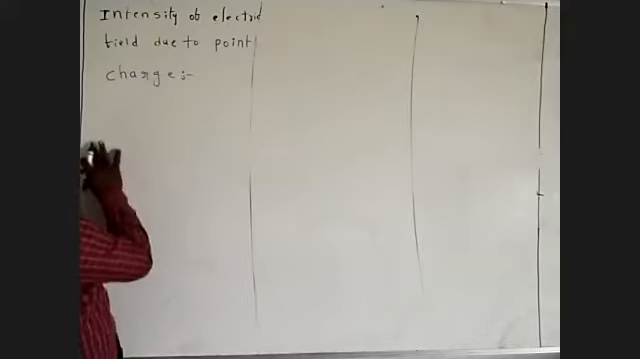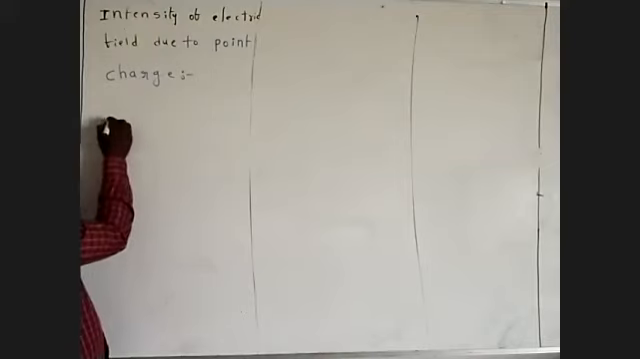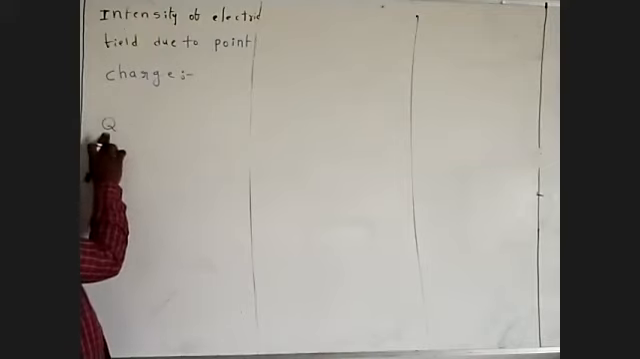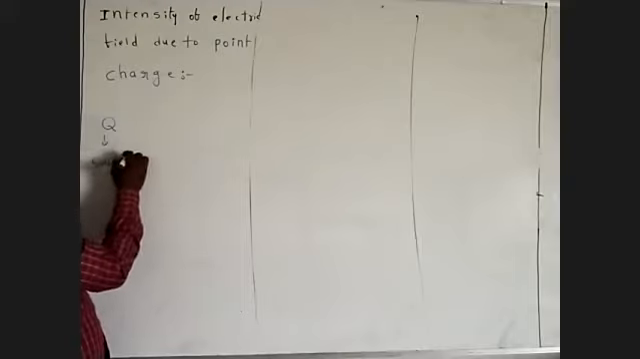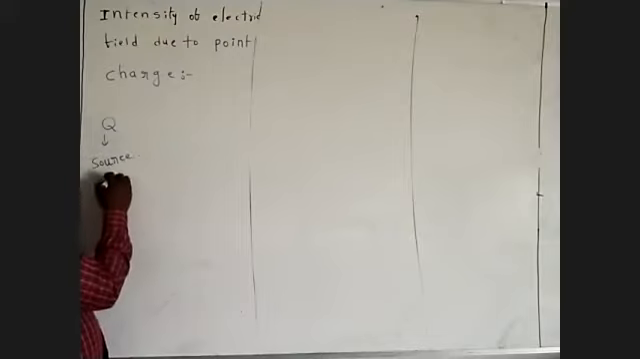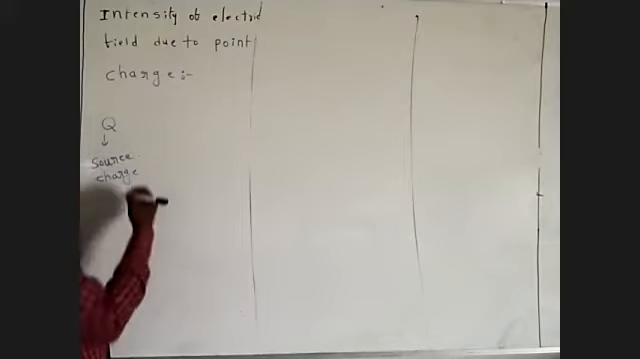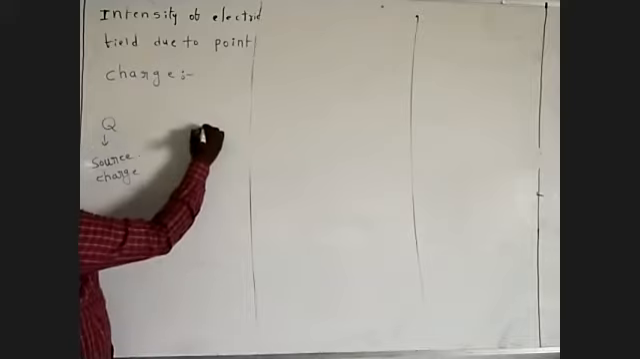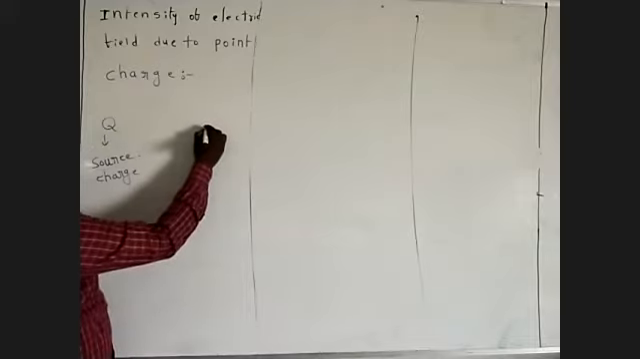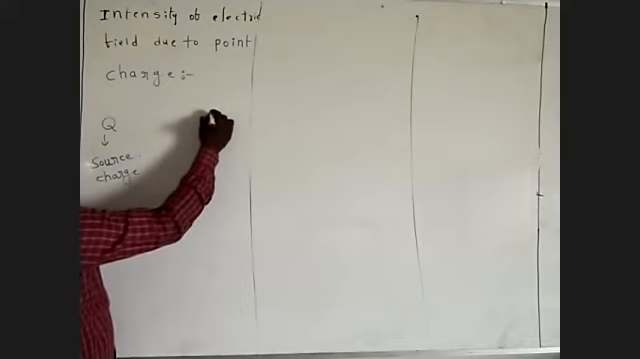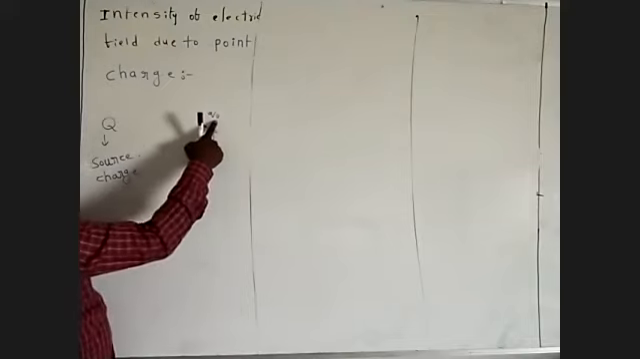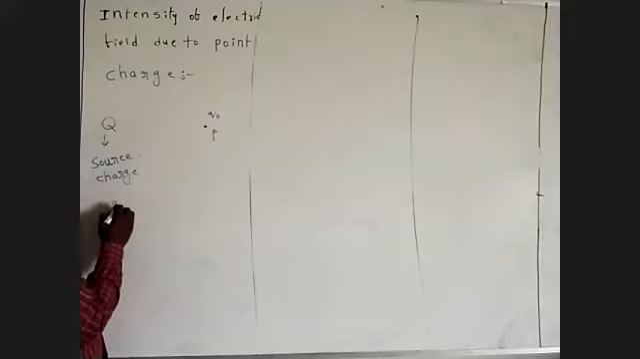Now, this is a source charge. Capital Q is a source charge. This is a point P. Q naught is a test charge.